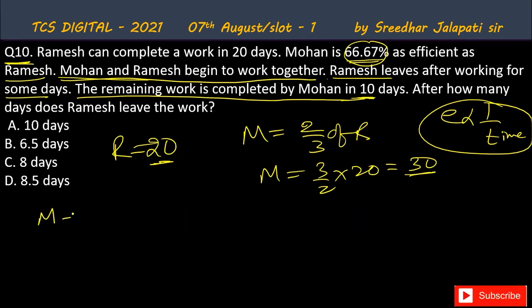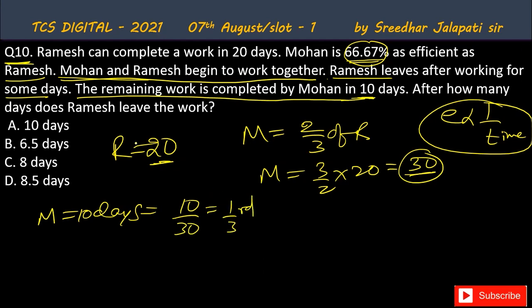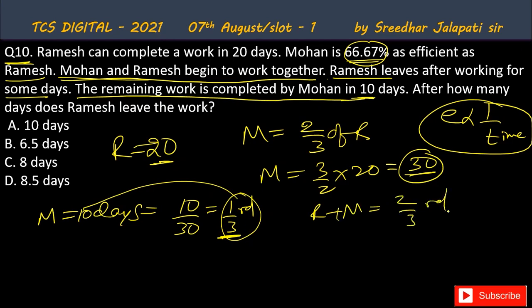First of all, Mohan alone in 10 days can do what part of the work? One day he can do 1/30th part of the work. 10 days he can do 10 by 30, which is 1/3 of the work. That means the remaining work is 1/3. That means before completing this 1/3 by Mohan, don't you think Ramesh and Mohan together completed 2/3? That's why the remaining 1/3 has to be done by Mohan. So Ramesh and Mohan together worked to finish 2/3.